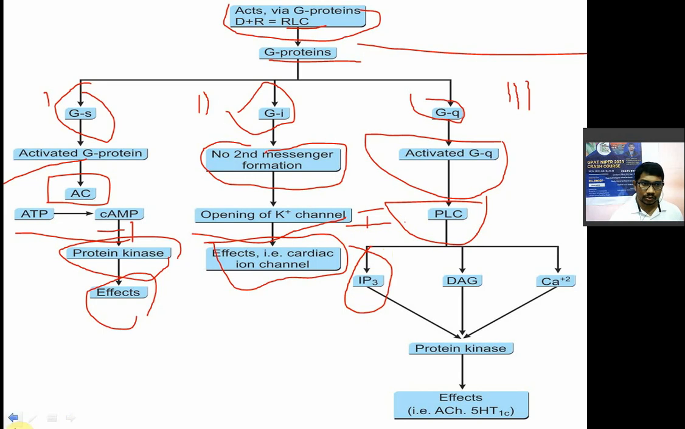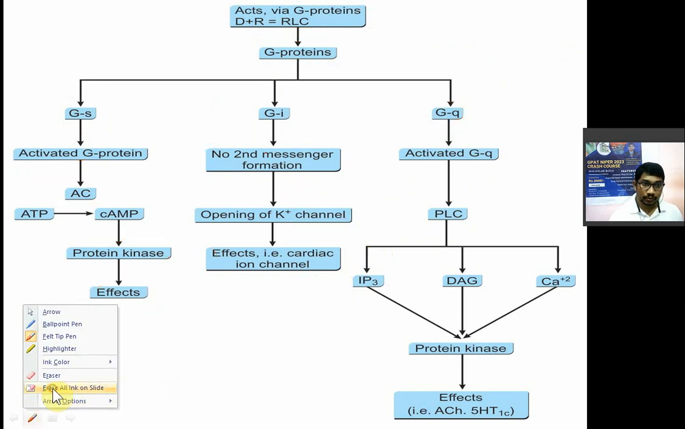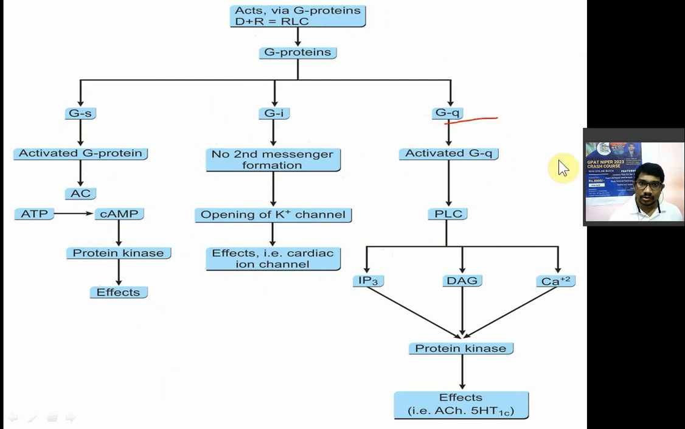The third type of G protein is known as GQ. If there is stimulation of GQ, what will happen? There is a stimulation of phospholipase C. The name itself is phospholipase. Phospho means phospholipids. Lipase means the one that breaks down. So it is an enzyme that breaks down phospholipids. It will break down the phospholipid.